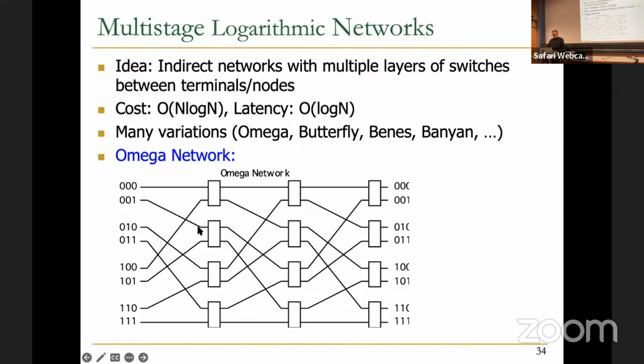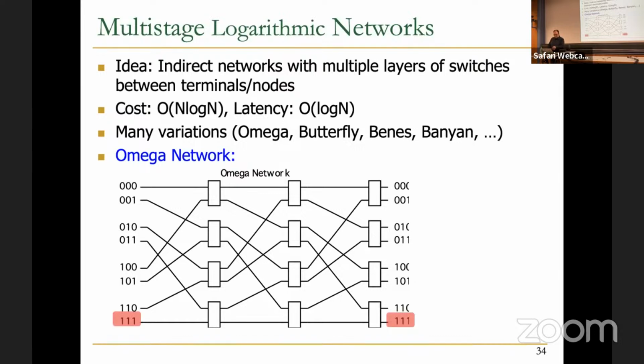And so the cost of this network is actually order n log n, where n is the number of processors. It is actually log base 2 of n here, because your routers are 2-array. If routers are 4-array, for example, it's going to be log base 4 of n. So that's the cost. And latency is also order log n, which makes sense. There are many variations of this multi-stage network, Omega, Butterfly, and so on. You don't really need to know the exact structure of them, but here are just some examples.